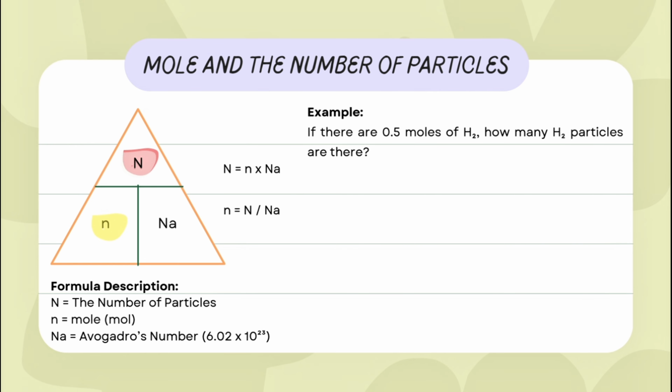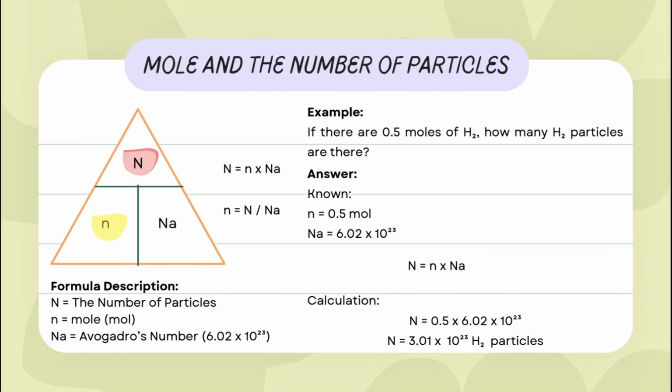If there are 0.5 moles of hydrogen, how many hydrogen particles are there? We know that the mole is 0.5 moles, and Avogadro's number is 6.02 times 10 to the power of 23, and the formula will be number of particles equals mole times Avogadro's number, and the result is 3.01 times 10 to the power of 23 hydrogen particles.